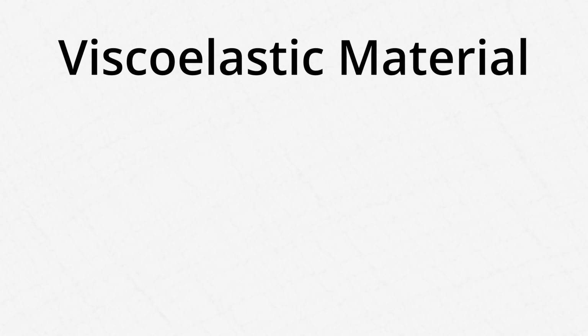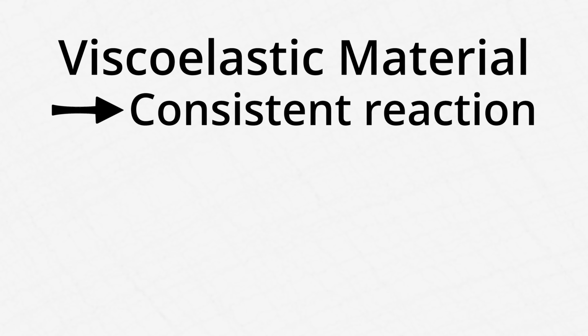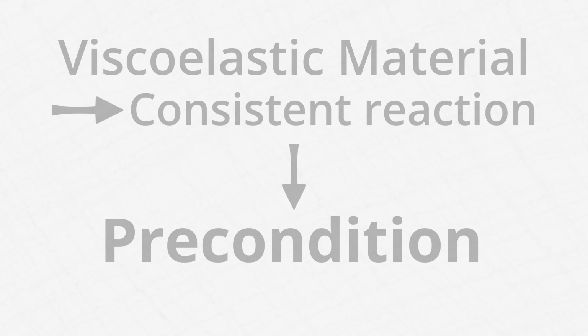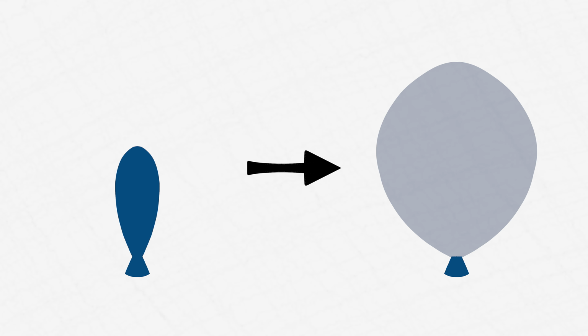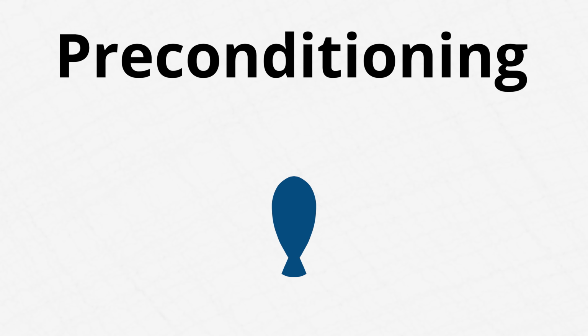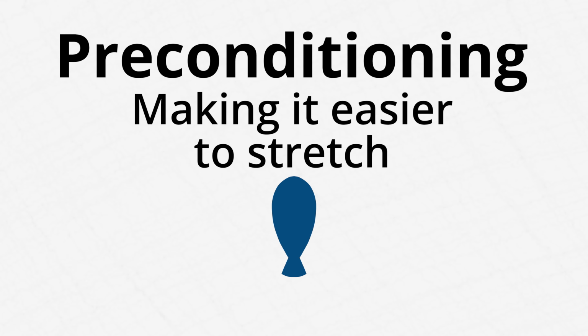So, if an engineer wanted to use a viscoelastic material for something that required a more consistent reaction to forces, they could precondition that material so that it would act the same every time it reacted to forces. And now, finally, we know why balloons are easier to blow up once we've stretched them. Balloon latex is a viscoelastic material. So, when I repeatedly stretch a balloon, I'm preconditioning that balloon and making it easier to stretch. That way, it's as easy as it can be to blow up.